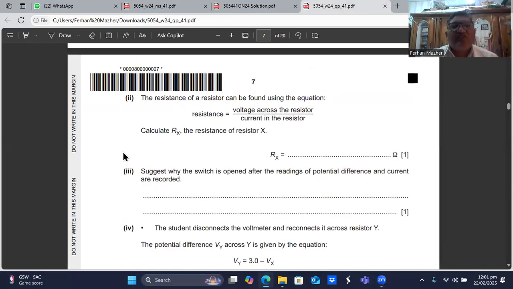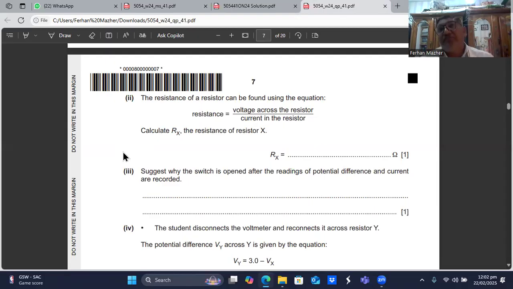Okay. Then their question is why the switch is opened after the reading of the potential difference and the current are recorded. Whenever we are doing these experiments related to resistance, current, and voltage, we close the switch, we note down the readings, and immediately we open the switch.